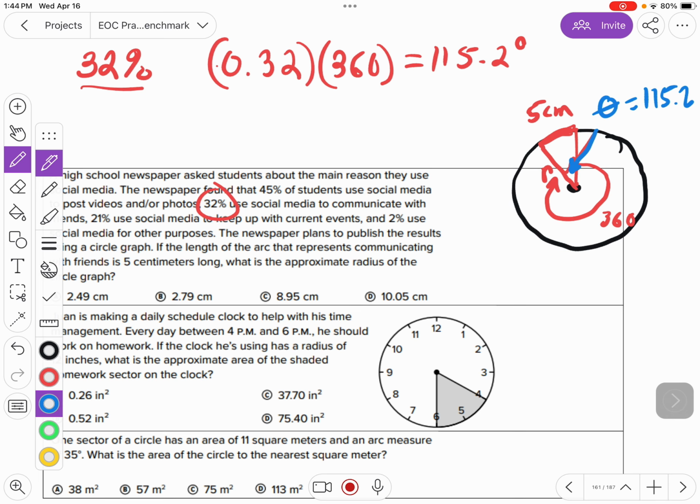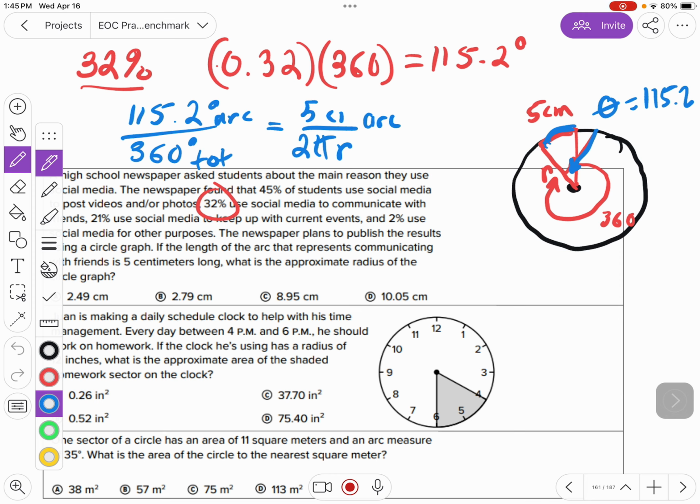So let's do it like this: 115.2 degrees over 360 degrees. In other words, this is the part, the arc, and 360 is the total. So let me just write arc. And I'm going to set that equal to another proportion, which is simply the measurement. The total measurement in a circle is 2 pi r, but of course I don't know r. I'm looking for it. The arc, I do know. The arc is given as 5 centimeters.